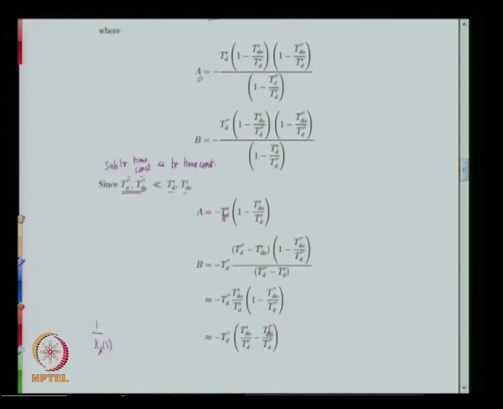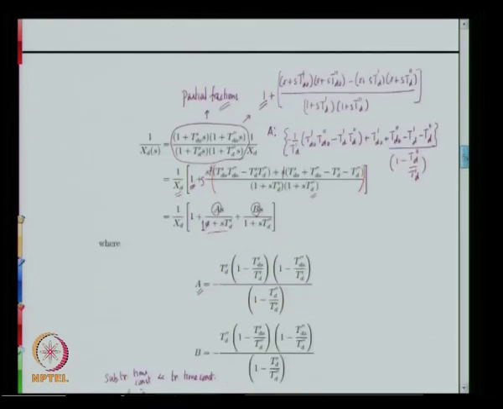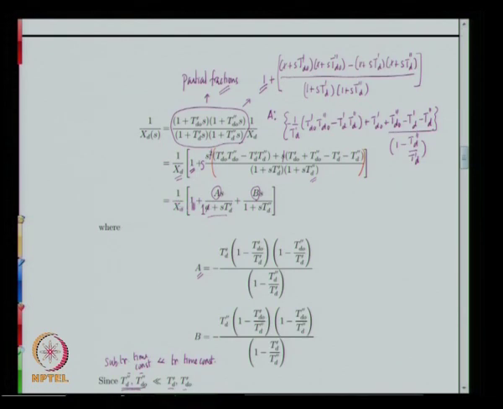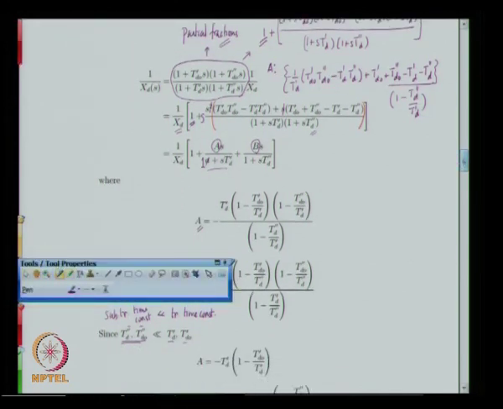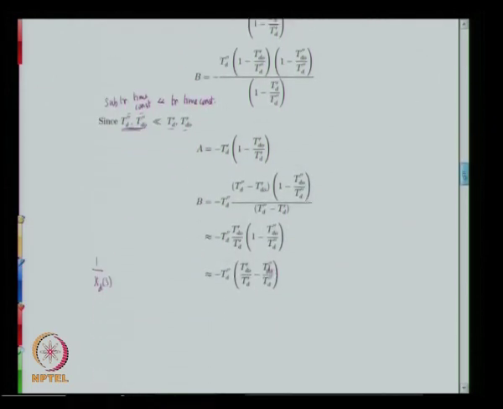A is then minus T d dash into 1 minus T dash do by T dash d, and b simplifies to minus T double dash d into T dash do by T dash d minus T double dash do by T double dash d. And we note that a and b occurred basically here, 1 over xd plus 1 into 1 plus as by 1 plus s T dash d plus bs by 1 plus s T double dash d. So if we now substitute the expressions for a and b here, what do we land up with?